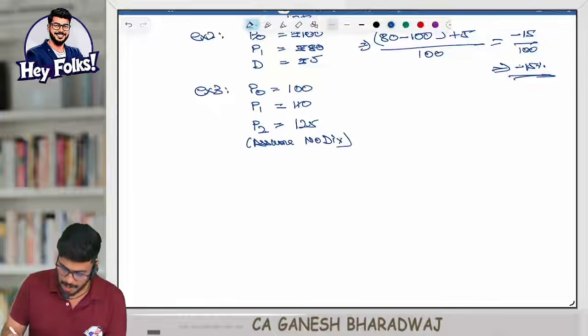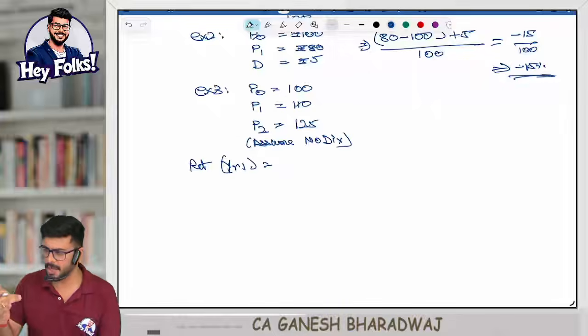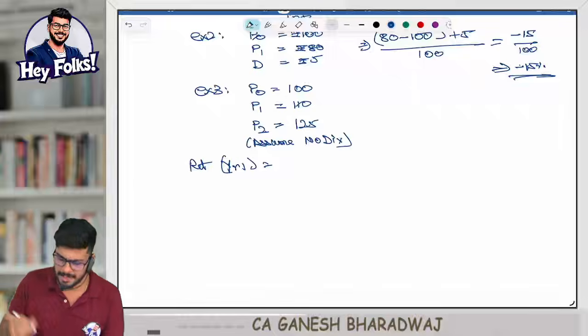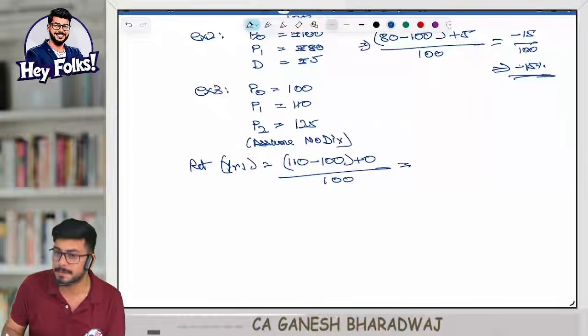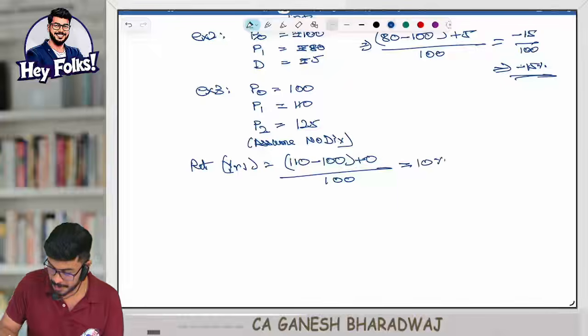Now, I will say return for year 1 will be how much? P1 minus P0 divided by P0 plus D, which is 0 in this case. Is that clear? So the first year's return will be how much? 110 minus 100 plus 0 divided by 100. How much is it, guys? 10%, right?